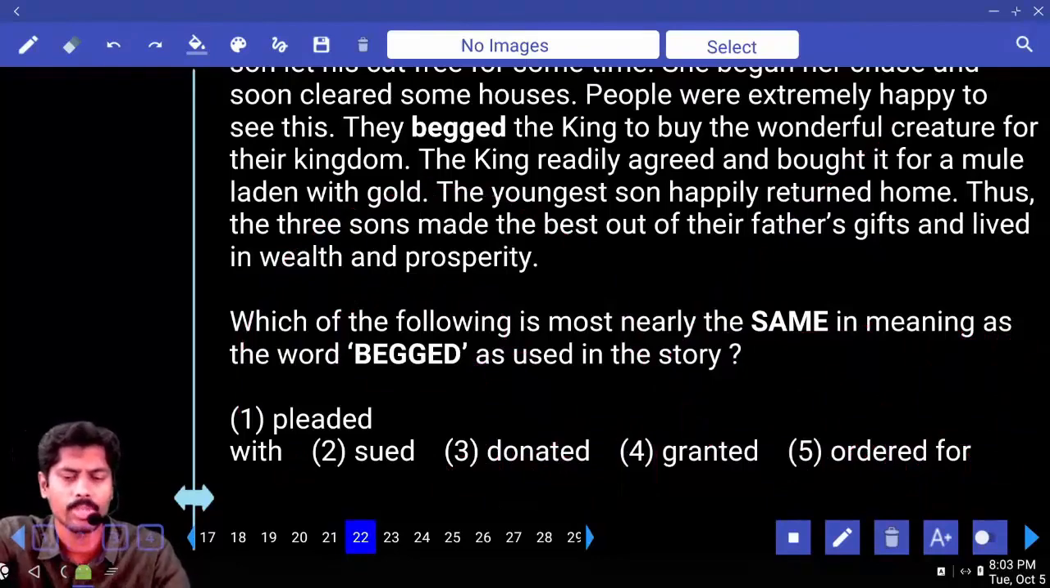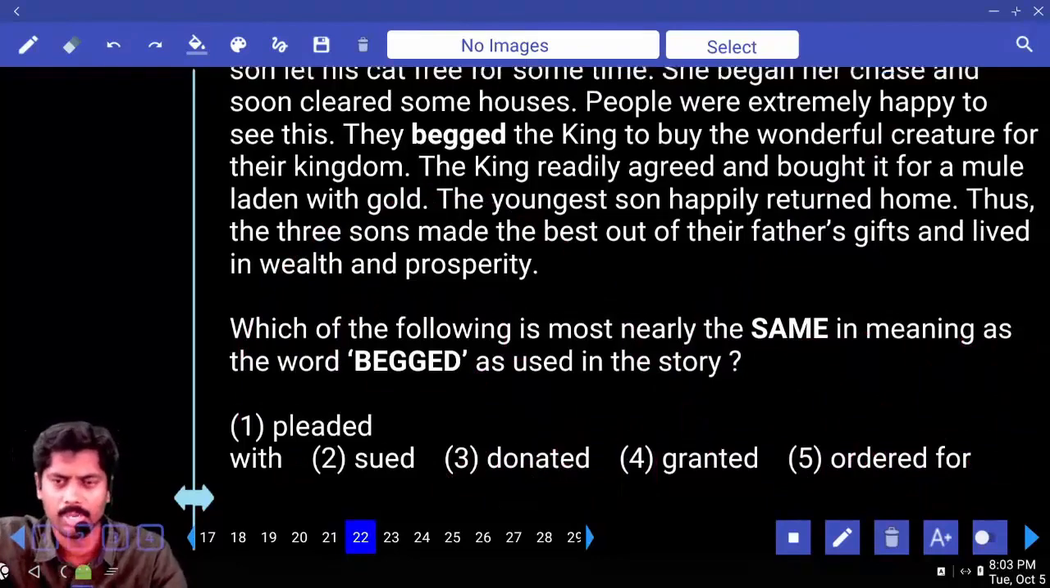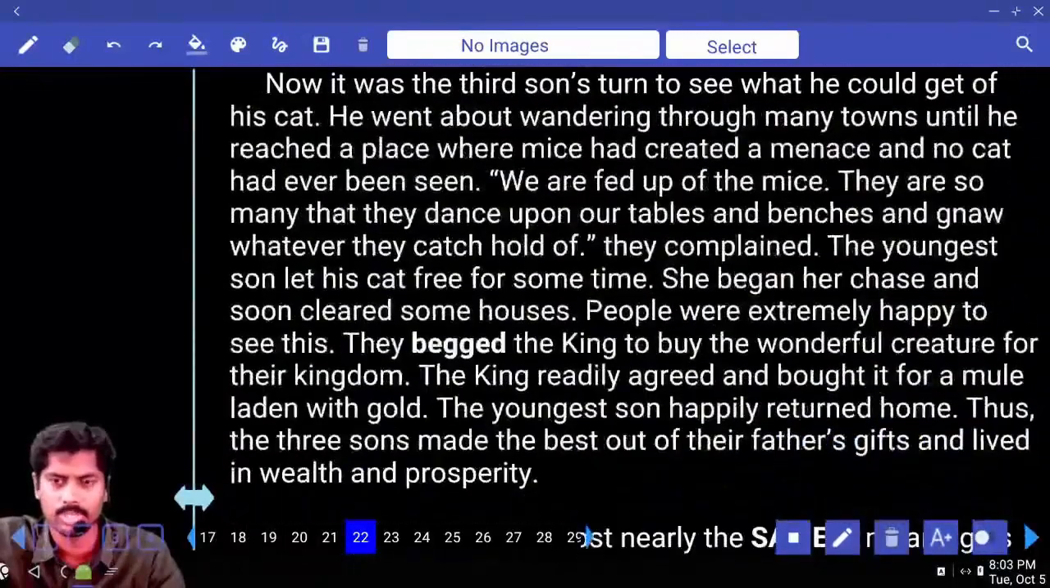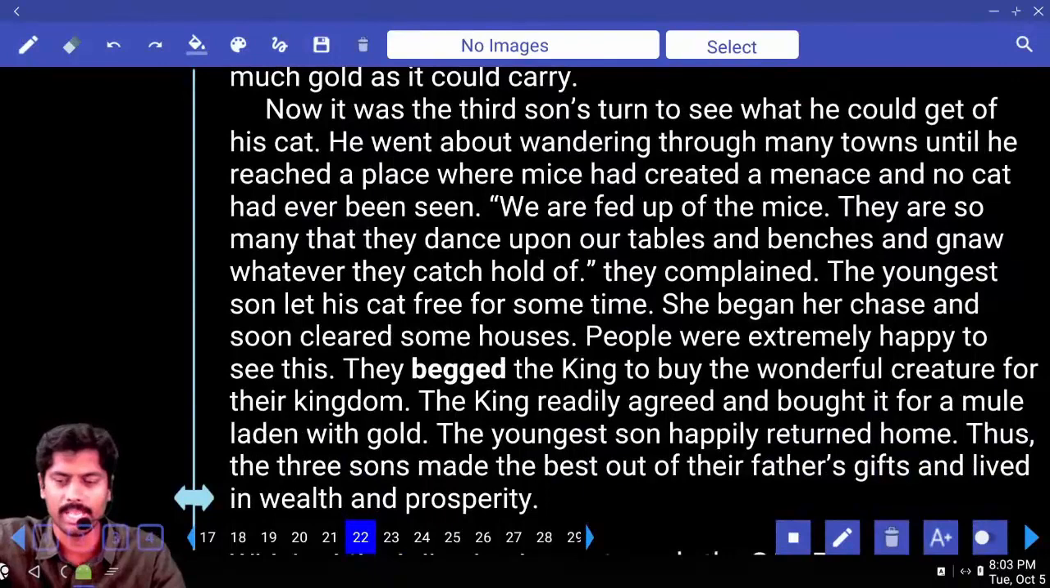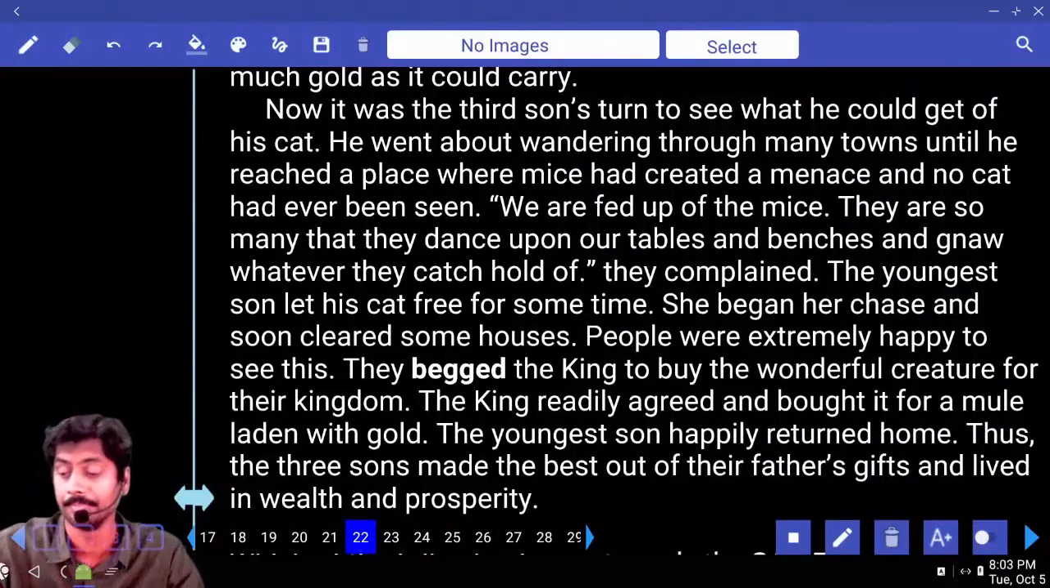Begging. Begging is always related to requesting. But here what is there? Let's check. Let me read the last one quickly, last paragraph, so that the entire passage will be completed.